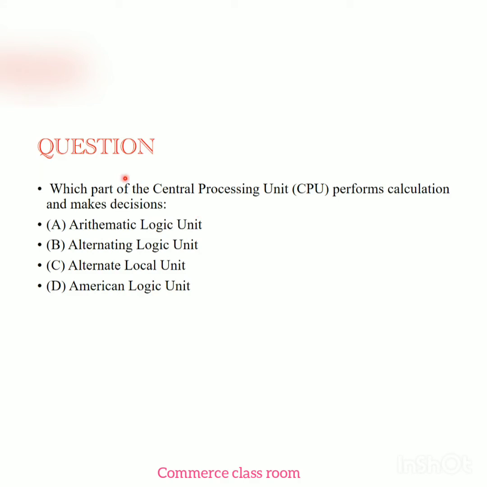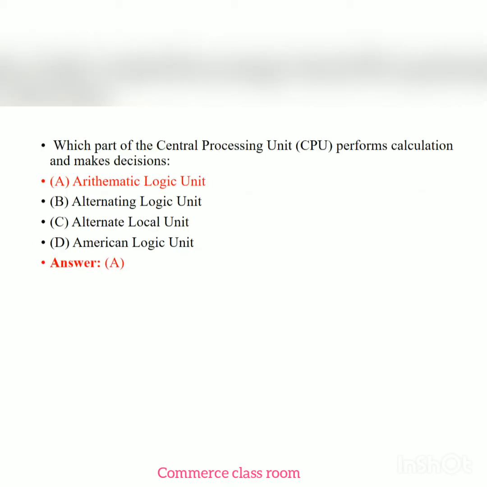Next question, which part of the central processing unit performs calculation and makes decisions? Option A, arithmetic logic unit. Option B, alternative logic unit. Option C, alternate local unit. And option D, American logic unit. We know the answer. Option A, arithmetic logic unit. Arithmetic logic unit is the part of the CPU that performs calculations and makes decisions.